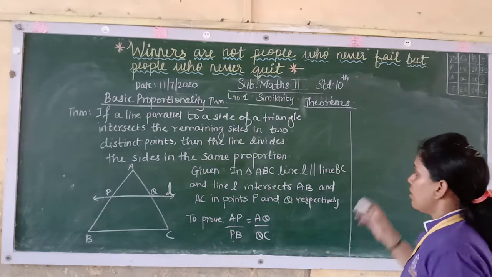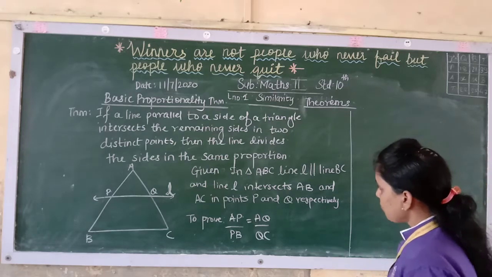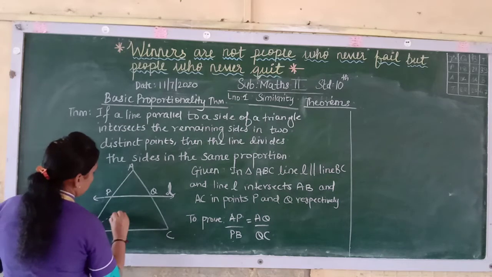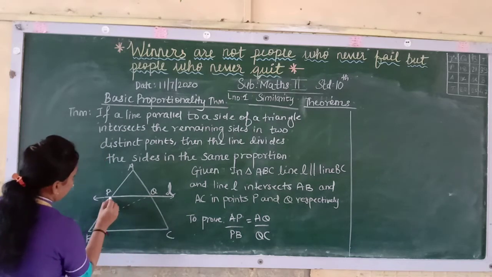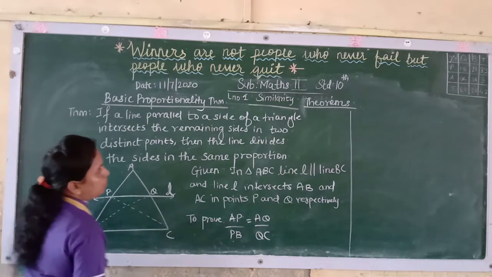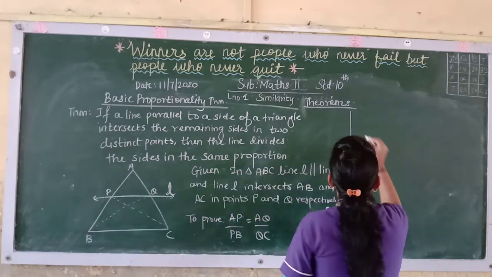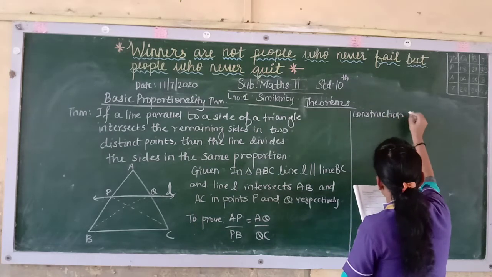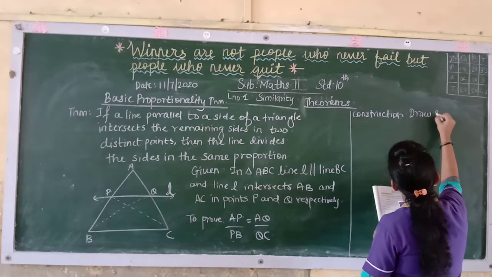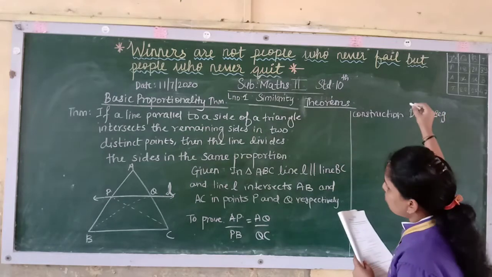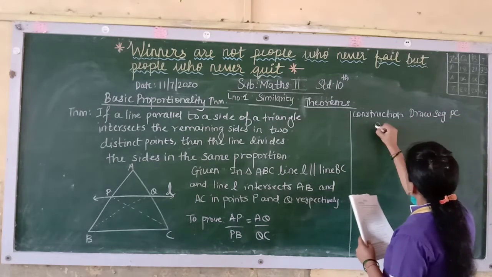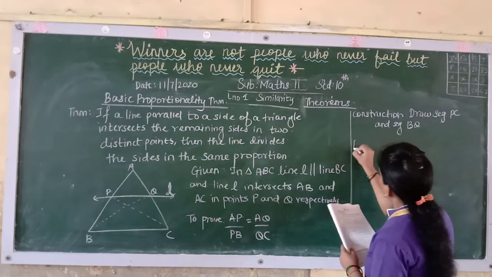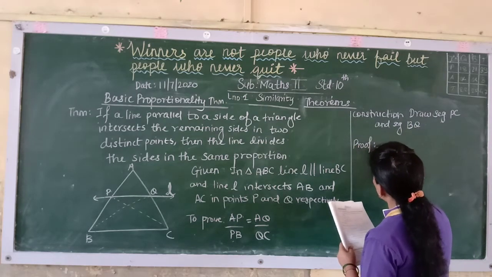Now for this, first you will have to draw a construction over here. You have to join BQ and PC. So write down in construction, draw segments PC and segment BQ. So now we will start with the proof over here.